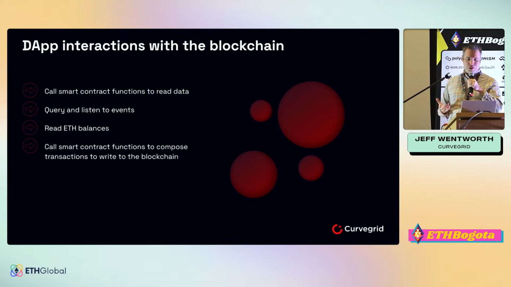Well, it can call smart contract functions to read data, it can query and listen to events, and those are 2 distinct things, right? Querying events is reading past events from the blockchain, and listening to events is listening to present and future events from the blockchain. We can do other things that don't involve smart contracts, like reading ETH balances, and then we can write to the blockchain by calling a smart contract function to compose a transaction, signing it, and submitting it to the blockchain. So these are different typical DApp interactions with the blockchain.